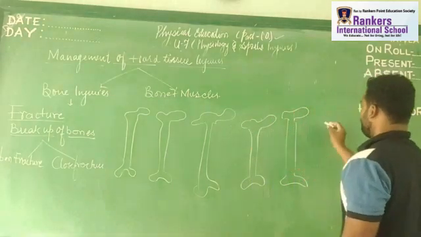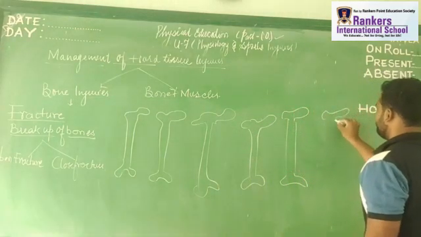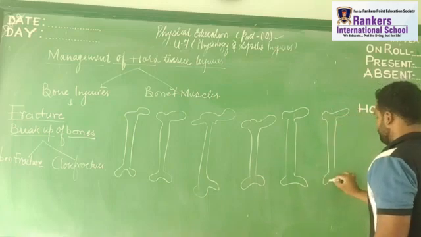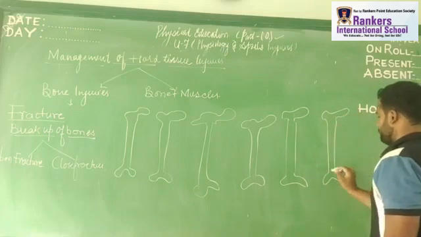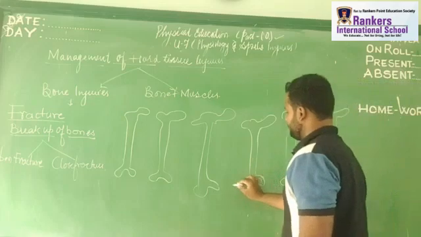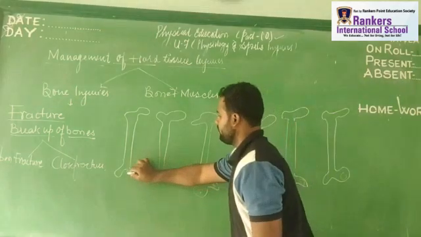One, two, three, four, five. I'll show you some kinds of fractures in our bones. Let's suppose this is the kind of structure we have for bone.